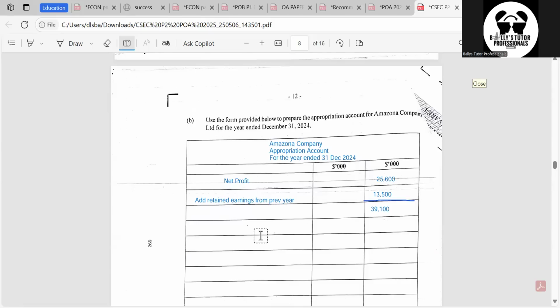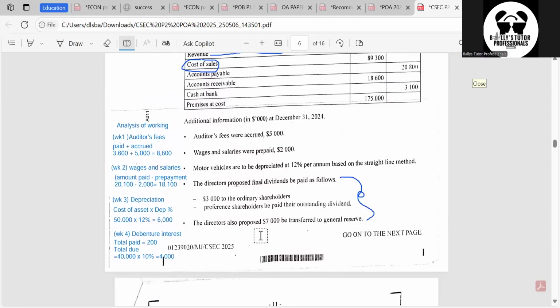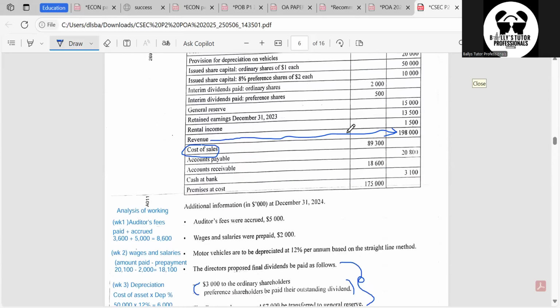Right? From there, you have to look at two things. Any dividends that we have to pay, you organizing that, and any transfers to reserves. So we have a transfer of 7,000 to the general reserve. So we're going to subtract that. And we have our dividend, right? So in the appropriation account, we are recording all the dividends for the year that we paid. Even if we paid some already, like we did with the interim dividends here, in the appropriation account, we are going to record all of our payable dividends. The ones that we paid already, and the ones that we are going to pay.